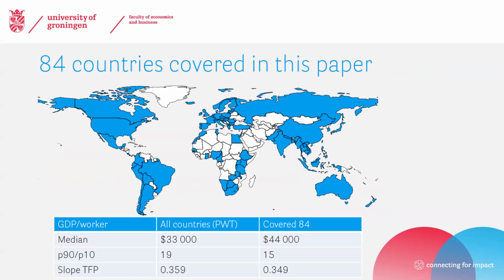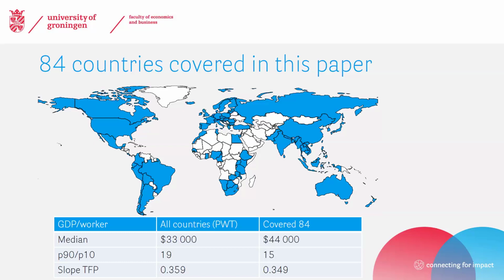So the coverage in this paper is of 84 countries. Those countries are somewhat richer than the world average. And as you can imagine, if you're looking at the blank spots in Africa, that's where a lot of the lower income people are living, as well as the Slavs of Central Asia.